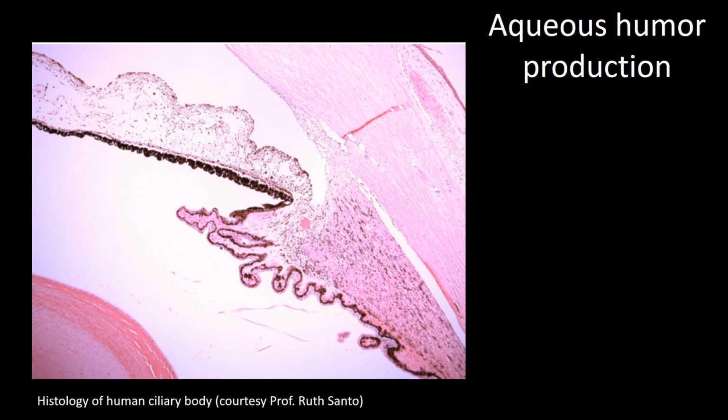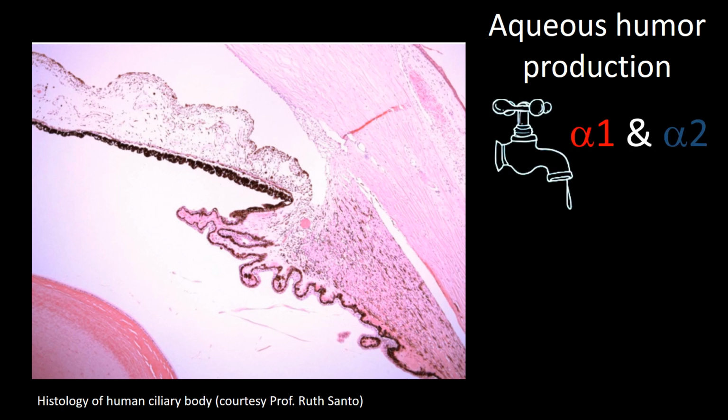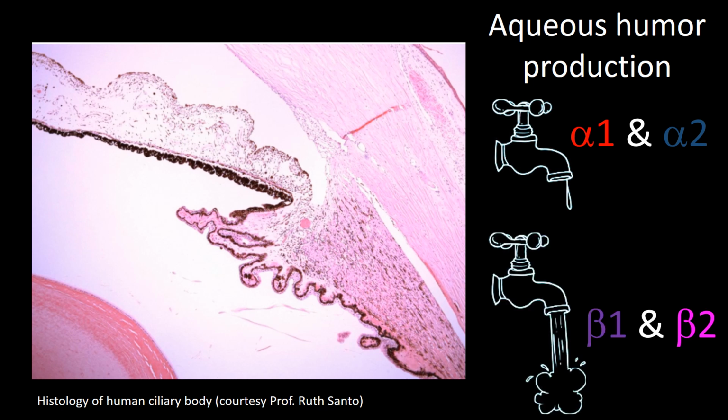The non-pigmented epithelium is in charge of aqueous humor production. Drugs that stimulate alpha-1 and alpha-2 receptors, referred to as alpha agonists, decrease the production of aqueous humor. Drugs that stimulate beta-1 and beta-2 receptors, referred to as beta agonists, increase the production of aqueous humor.